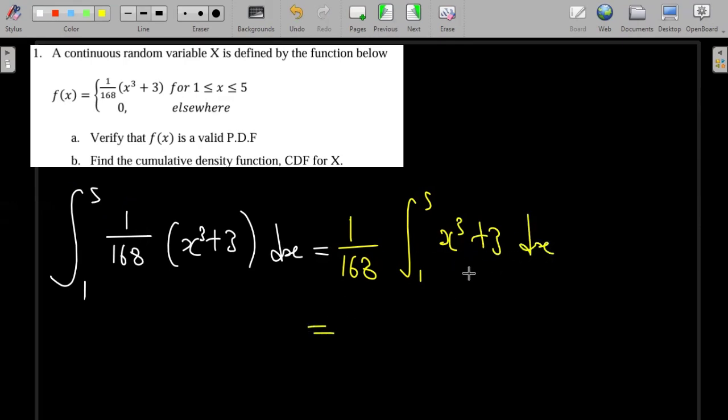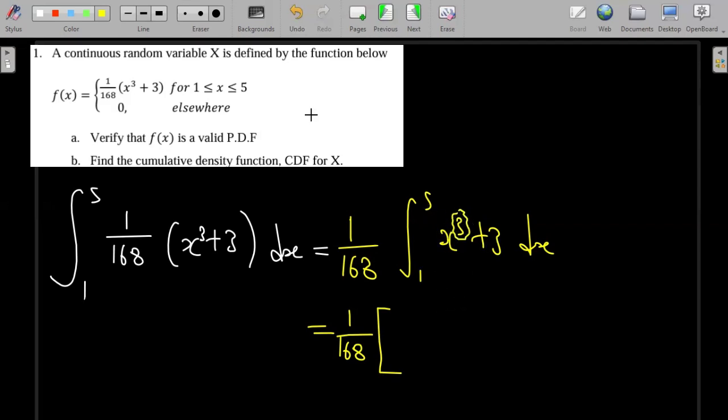Okay, so here we're just using the power rule to integrate. So this will be 1 over 168. Then in the brackets, I can integrate this now. So integration tells us that we add 1 to this power, and then we divide by that same new power.